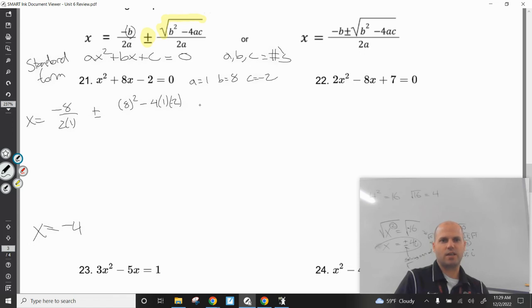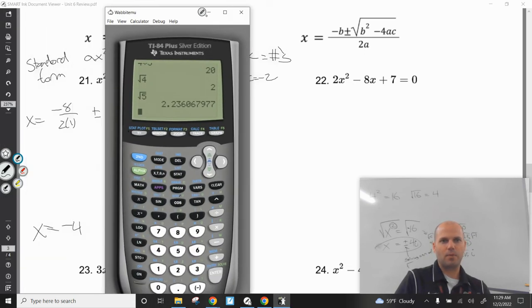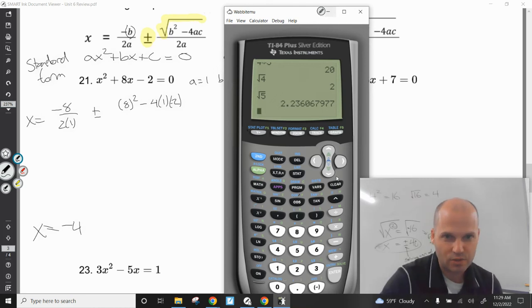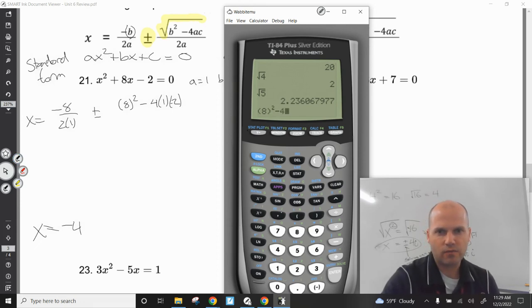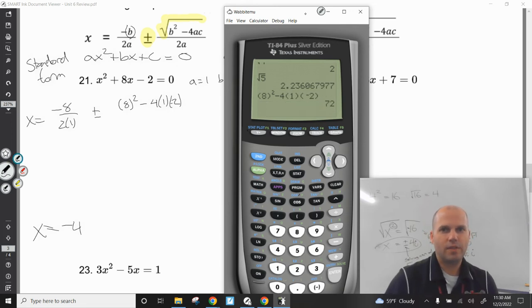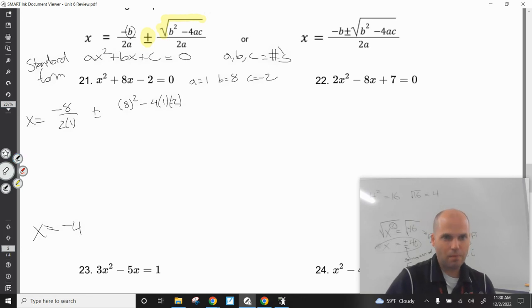Pay attention to details. There are a lot of number calculations that we're doing here that students make mistakes at. So I got 8 squared minus 4 times 1 times negative 2. That's 72. You might as well have done that over on the side, honestly: B squared minus 4AC, and you got 72. 72 goes here, underneath the square root.